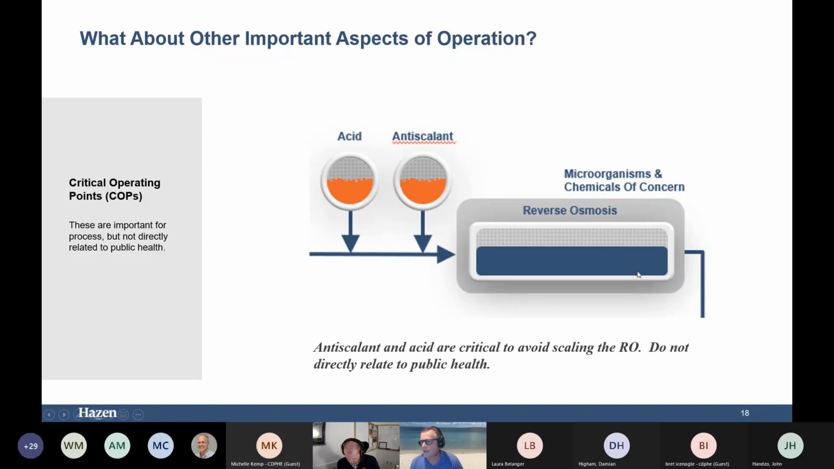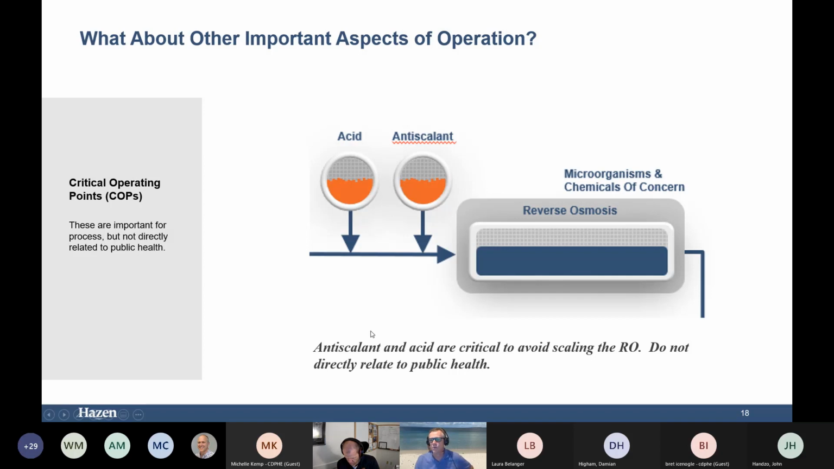So the example I show here is with an RO system, we may dose acid and an antiscalant to prevent scaling on the system. That's really important. If we lost those doses for any period of time, we might have a substantial impact to production. We might have a substantial impact to the asset.